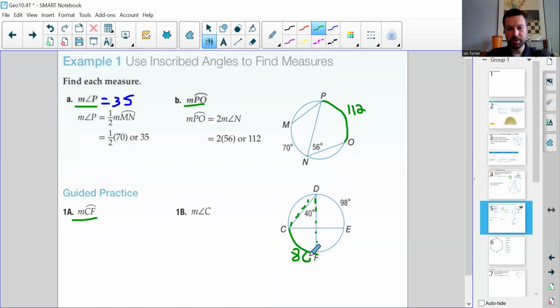Sometimes it's a little hard to see, but the math itself isn't that hard. Angle C. Again, it doesn't look like angle C. We erase all this garbage. Angle C, the one they're talking about, is right here, and that intercepts this arc, which is arc DE. So it's half of DE. DE is 98, so this is 49. So that's just how inscribed angles work. It's what you do.